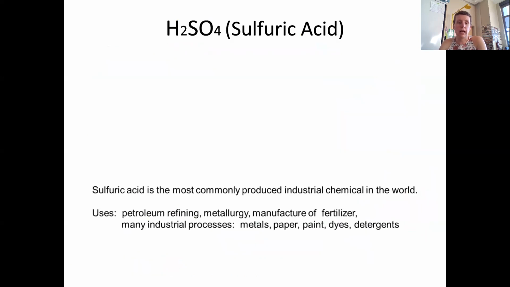Okay, sulfuric acid. Sulfuric acid is the most commonly produced industrial acid chemical in the world, okay? It's used in petroleum refining, and that's why it's the most common, because we want to refine petroleum to get energy, to get gasoline, diesel, other things that we get from petroleum, oil, okay? Metallurgy, manufacture of fertilizers, and lots of industrial processes you can see there.